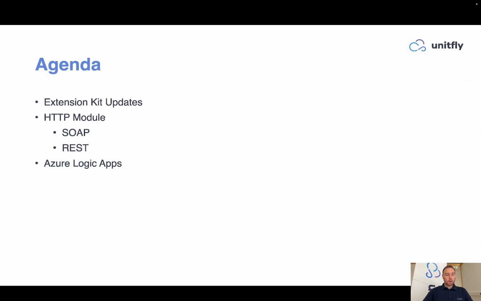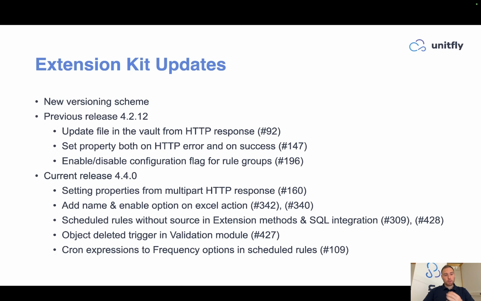First, I will quickly go through Extension Kit updates. Then we'll cover the HTTP module. We will cover a SOAP example and a REST example. And then I'll tell something about Azure Logic Apps, and then we'll also have an example of how we can call Azure Logic Apps from Extension Kit. So let's start.